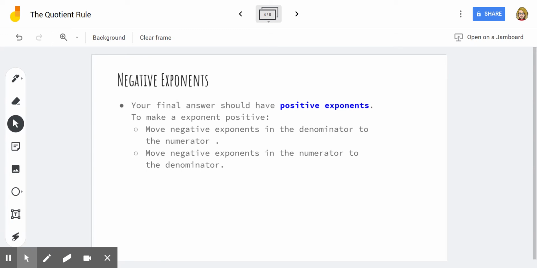Okay, negative exponents. Generally, when we're simplifying, we don't like to have negative exponents. So your final answer should only have positive exponents. So to make an exponent positive, you move the negative exponent. If it's in the denominator or the bottom of your fraction, move it to the top and it will become positive. Move negative exponents in the numerator or the top of your fraction to the denominator.